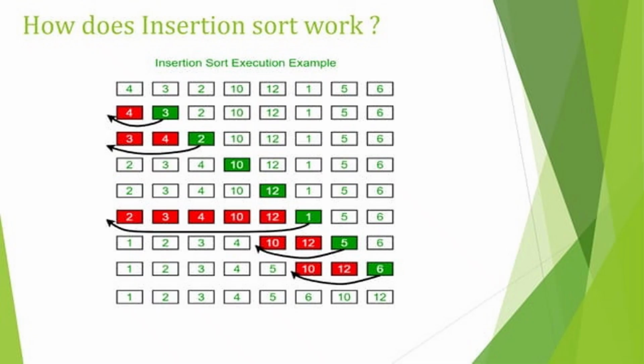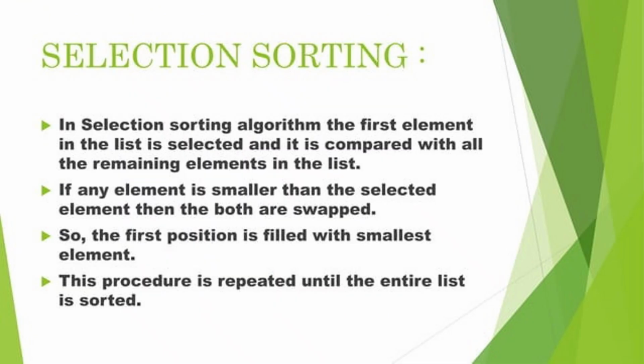This is about insertion sort. So coming to next one, selection sort. So selection sort algorithm, here the first element in the list is selected and it is compared with all the remaining elements in the list. If any element is smaller than the selected element, then the both are swapped. So the first position is filled with smallest element. This procedure is repeated until the entire list is sorted.